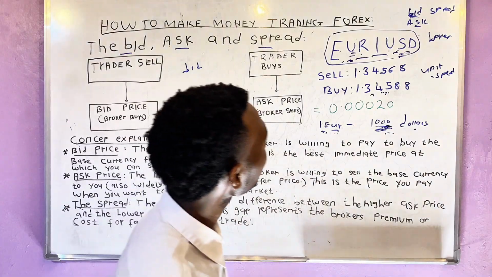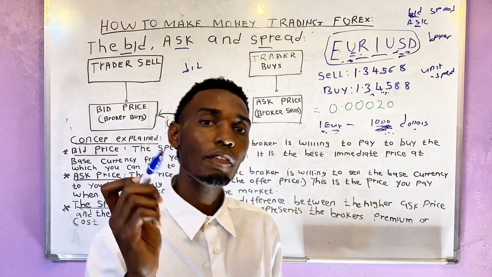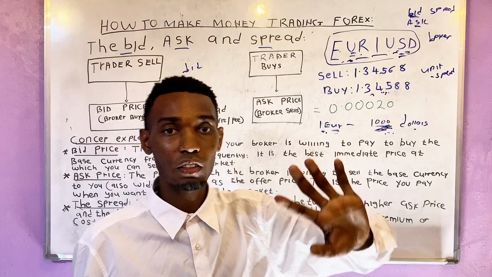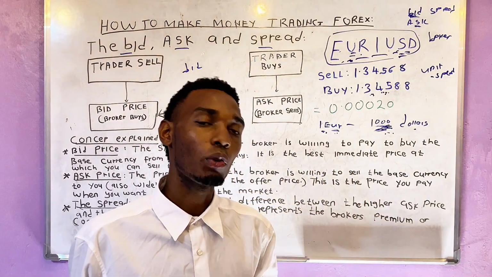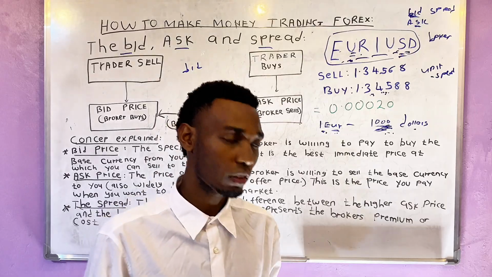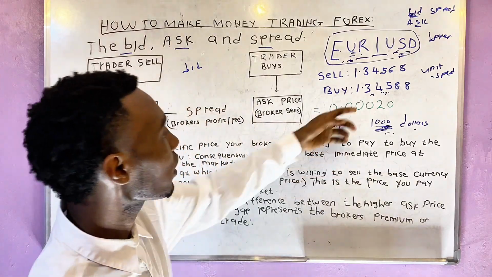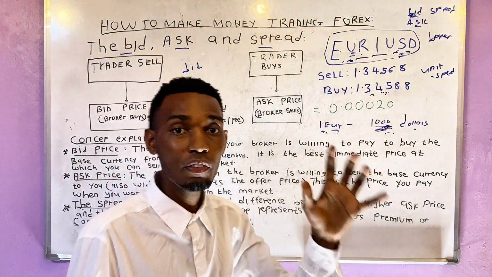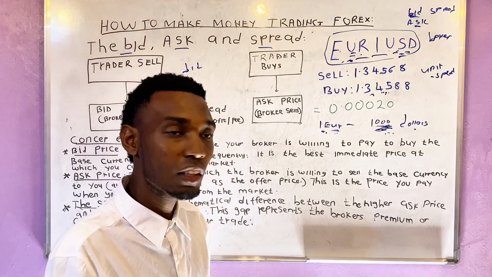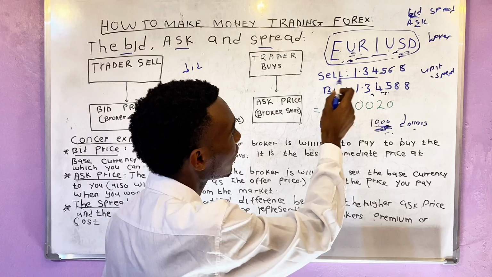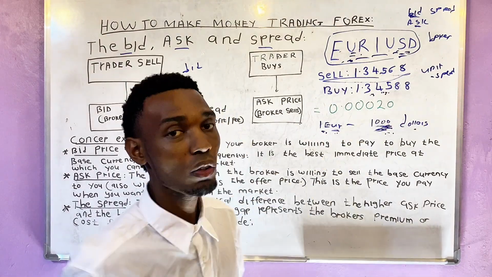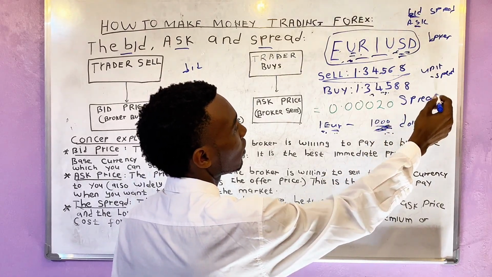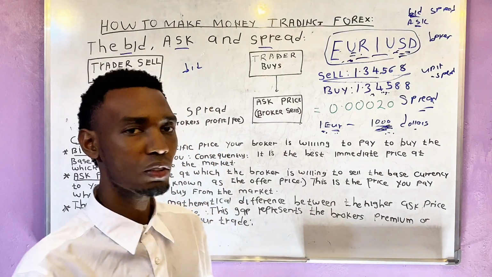Now, the spread unit is the difference between those currencies, the difference between the way you buy and sell from a broker. Let's say you buy these euros at this amount and you sold it at this amount. Now the difference is the difference there. That is what we call the spread. It comes with a spread. It comes with a different unit.